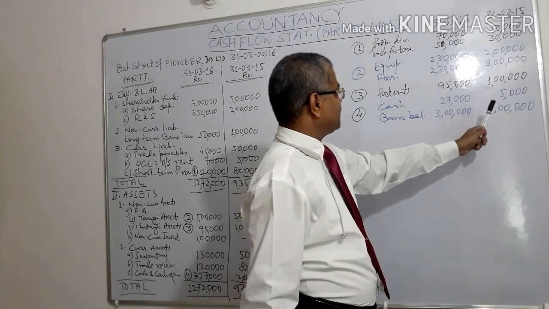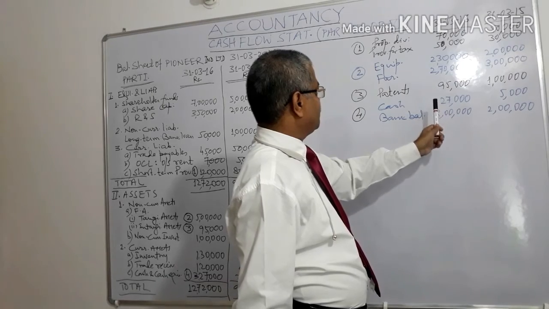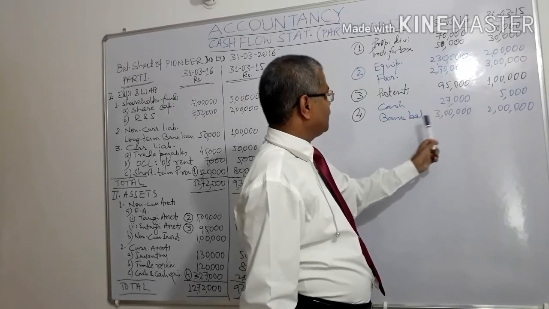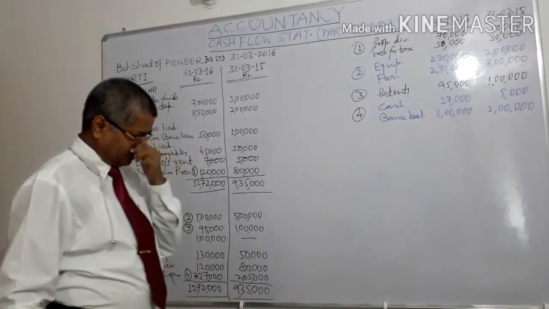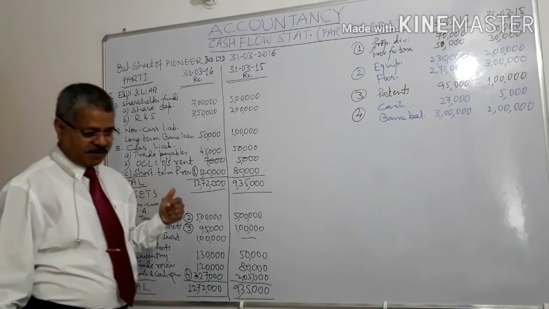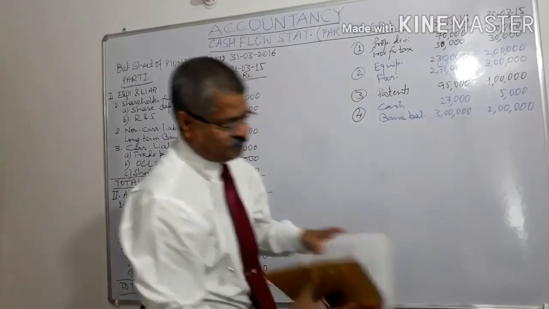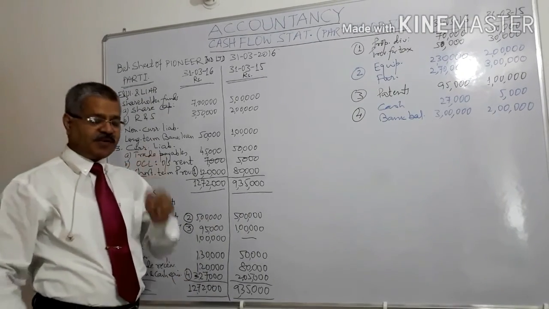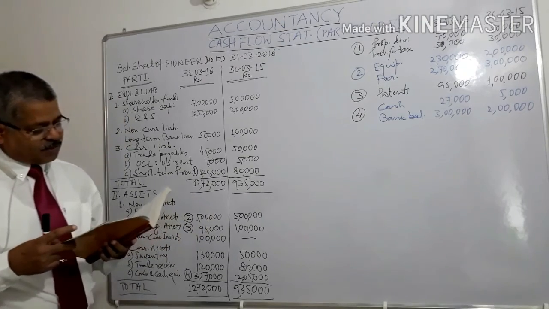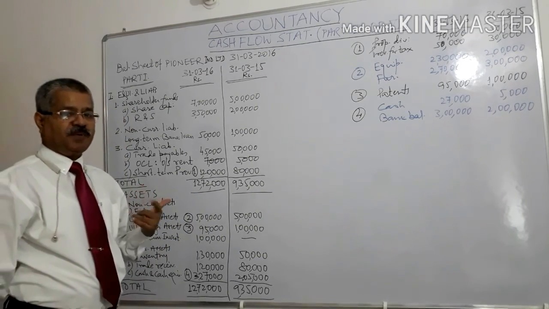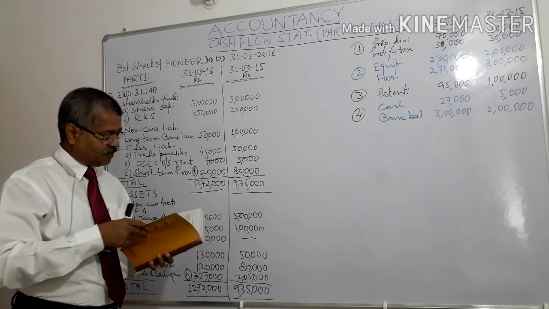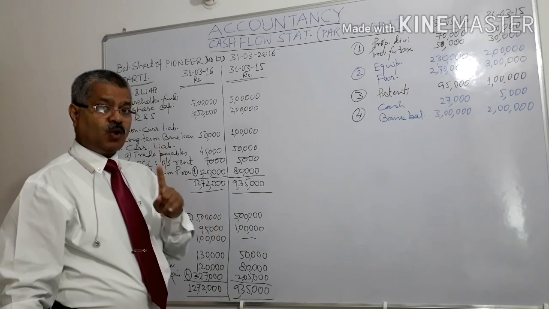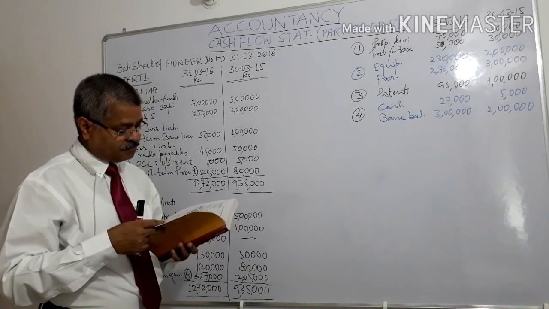205,000: 5,000 is cash, 200,000 is bank balance. 327,000 on 31/3/16: cash is 27,000, bank balance is 3 lakhs, right? Another additional information is, during the year 2015-2016, equipment costing 80,000 rupees was purchased. Loss on sale of equipment is 5,000 rupees.